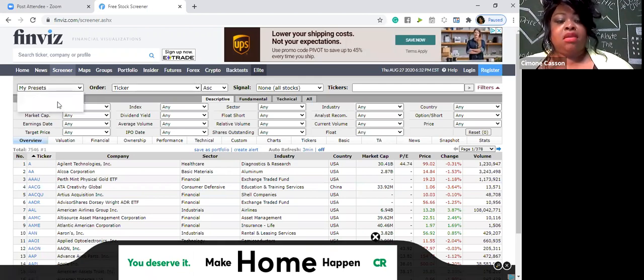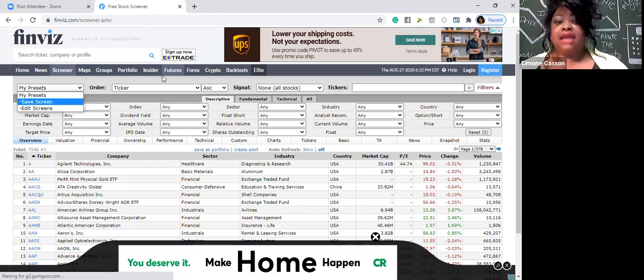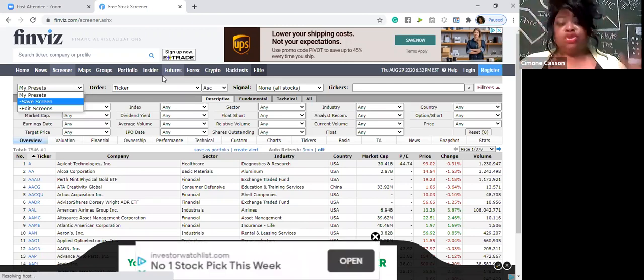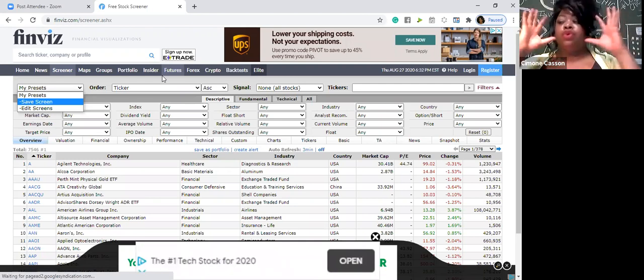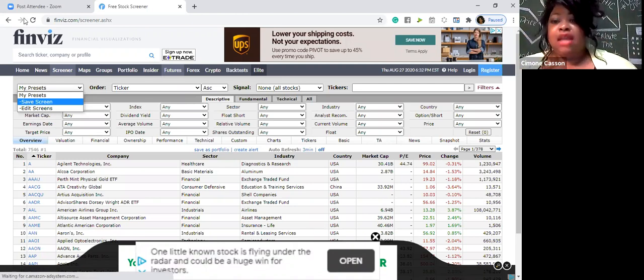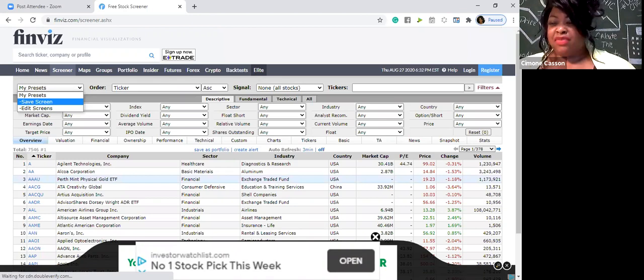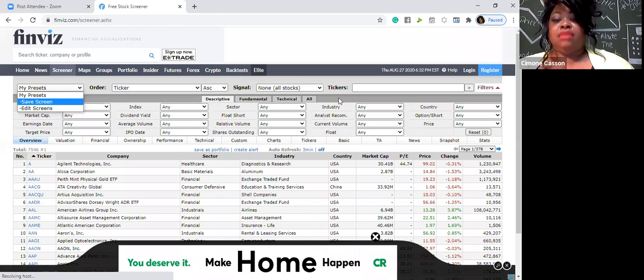You can save your screen. So why would you save your screen? If you are constantly looking for the same kind of companies, you don't want to keep doing it over and over again and putting in what you're looking for. So after you finish this, you can save your screen, and you can even go in and edit it, but it will update and you can just use that, right? Okay, cool. As you can see, they do a lot of advertisement, which I think is why we're able to have it free, right? All right, cool. Ticker symbol, signals, none on your stocks. All right, cool. So let's kick it.